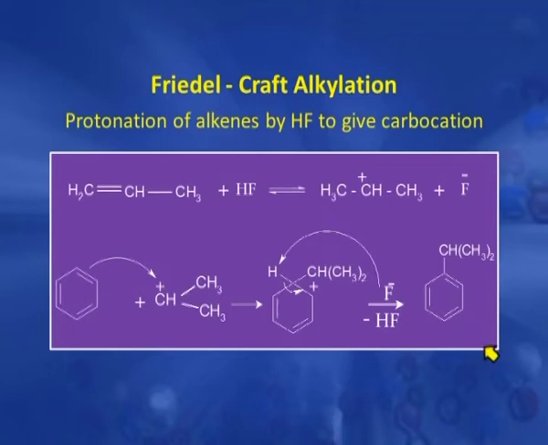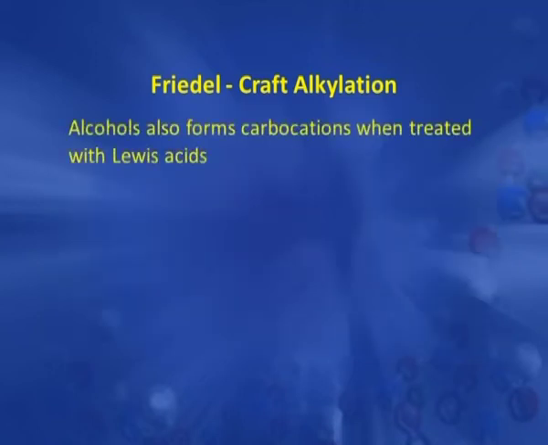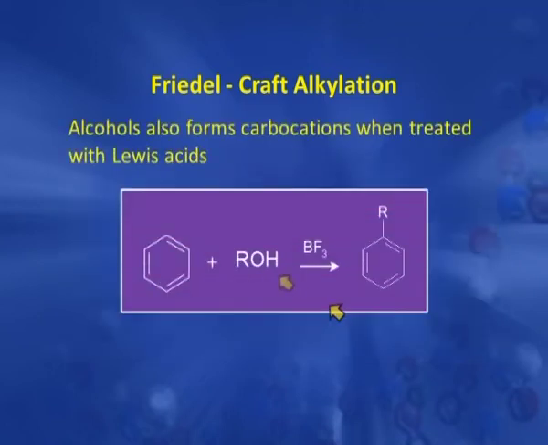Now, for formation of carbocation we can also use alcohol. So, alcohol in presence of a Lewis acid or protonic acid can also be used and it can also produce the alkyl benzene, because here again R plus, the carbocation, can be formed.